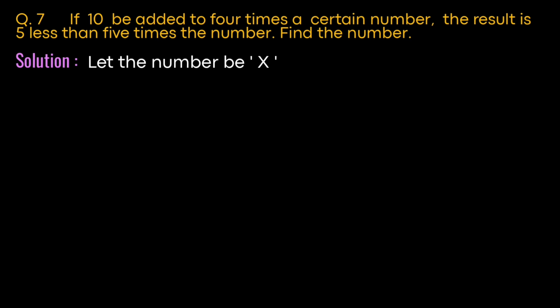Now 10 is being added to 4 times a number. So it will make 4x plus 10. And the second half says that the result is 5 less than 5 times the number. It means 4x plus 10 is equal to 5x minus 5.